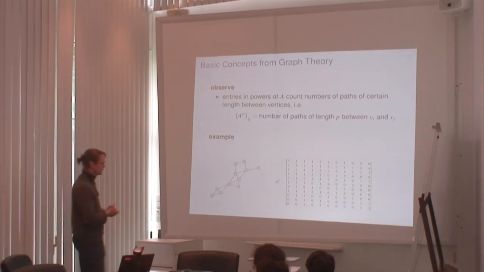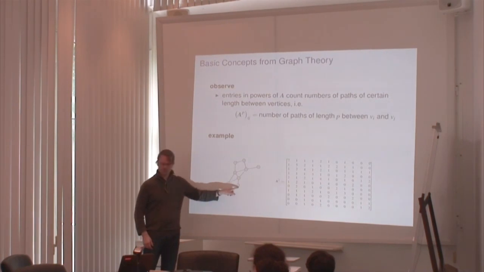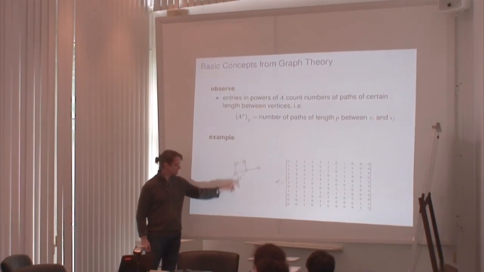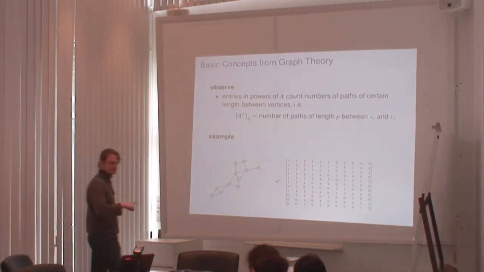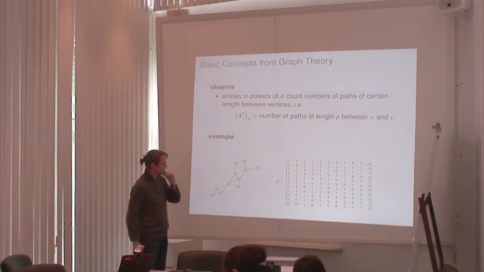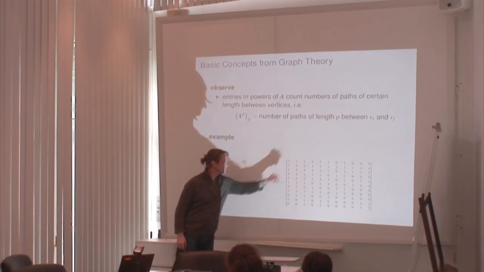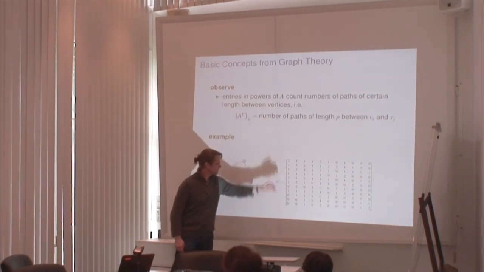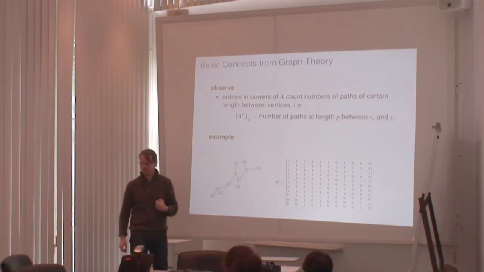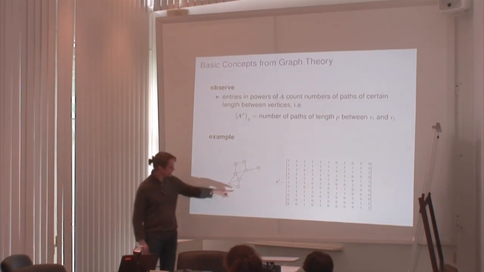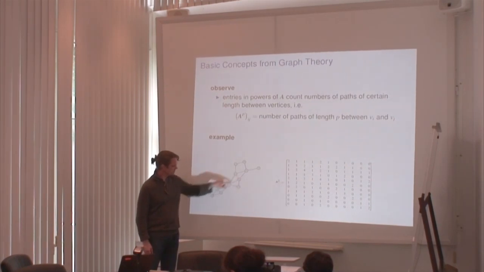Is that right? Are there 2 paths from vertex 0 to vertex 0? 0, 1, 1, 0. Exactly, you say 0, 1, 1, 0. That's the first one. And the other? 0, 2, 2, 0. There are 2 paths of length 2 starting in 0 and ending in 0. Let's see, how many paths are there of length 2 starting in 0 and ending in 1, so row 0, column 1? There's 1 path because we can go from 0 to 2 and then to 1. So we have a path of length 2 from 0 to 1.